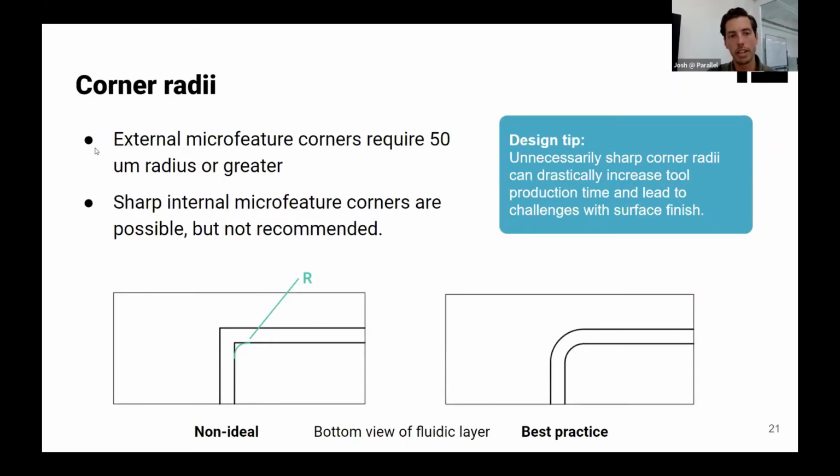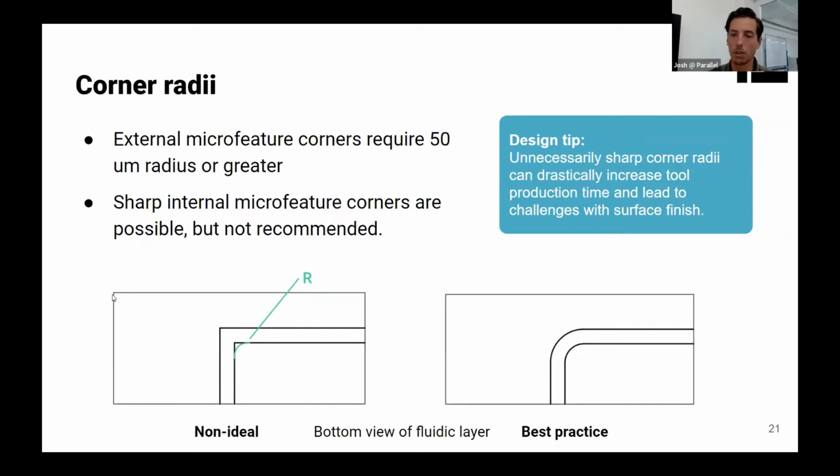And then corner radii. All of these guidelines tie back to those fundamental challenges. Since 100 microns is the minimum diameter tool that we run, any external microfeature in your device is going to require a 50 micron or greater radius. In the image on the left, we're pointing out where the radius should be in this design. Sharp internal microfeatures, internal rather than external like you see on the left here, are possible but not recommended.